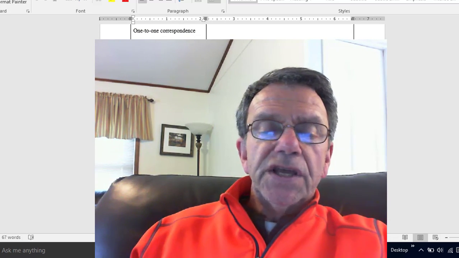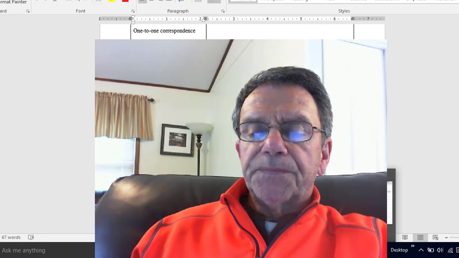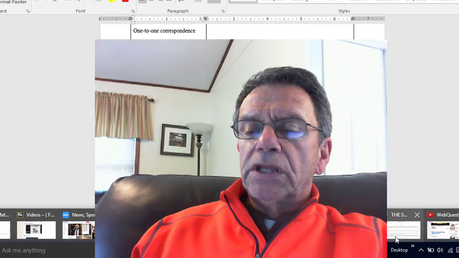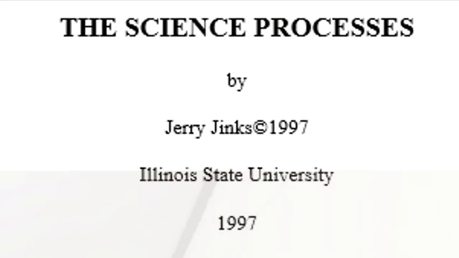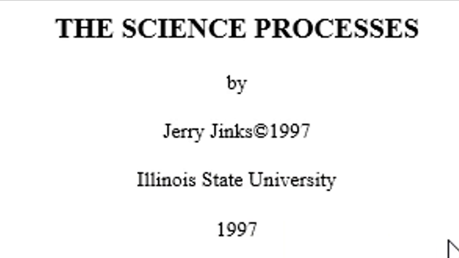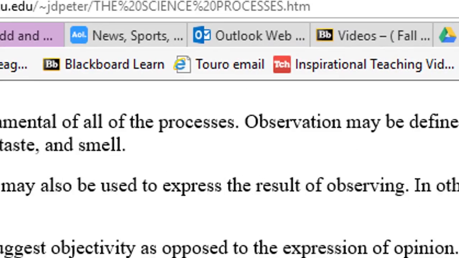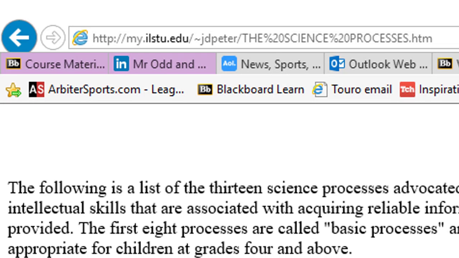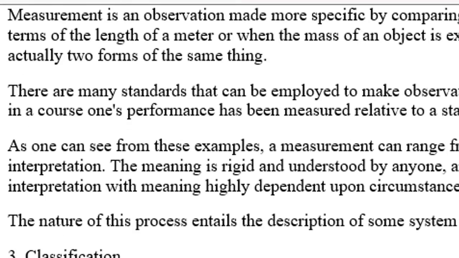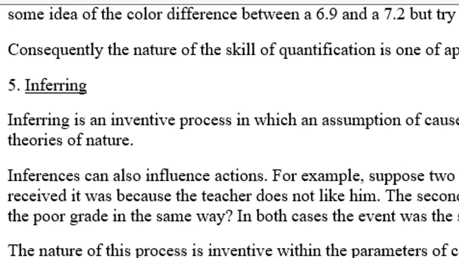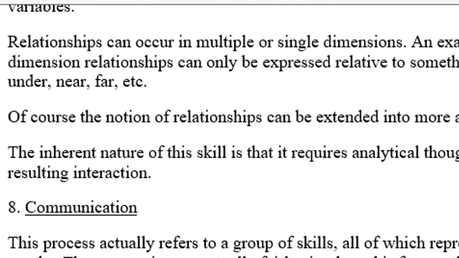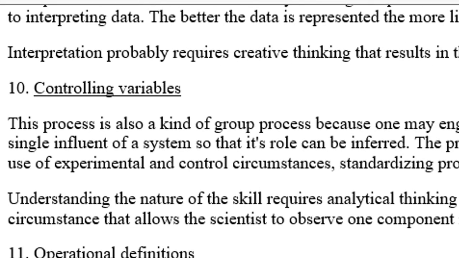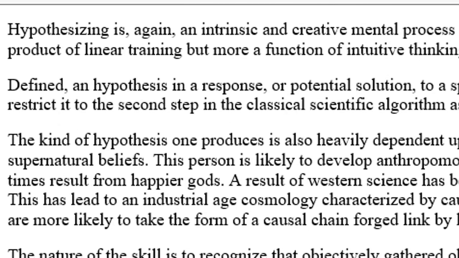Scientific processes are usually mentioned in science texts, but you can look at those just by Googling, and the first one that comes up when I Google scientific processes is the one from Illinois State University, 1997, but these processes haven't changed in 19 years. Observation, measurement, classification, quantification, inferring, predicting, relationships, communication, controlling variables, operational definitions, hypothesizing, and experimenting.